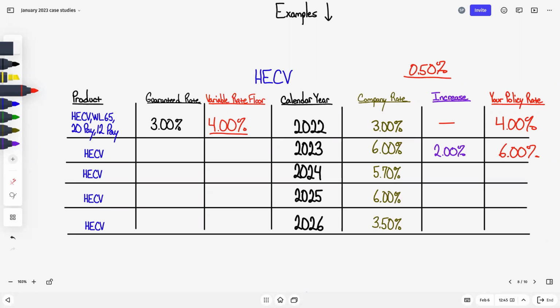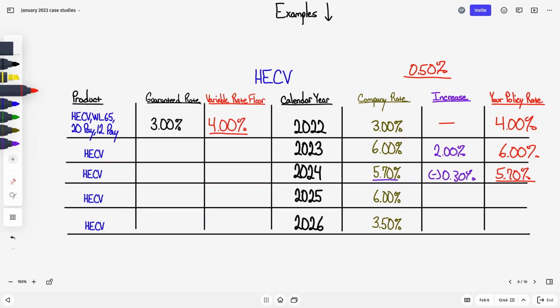Let's assume the next year, rates came down a little bit. They're at 5.7%, which would be what? A decrease of 30 basis points. What would happen here? Well, your rate would drop to 5.7%.